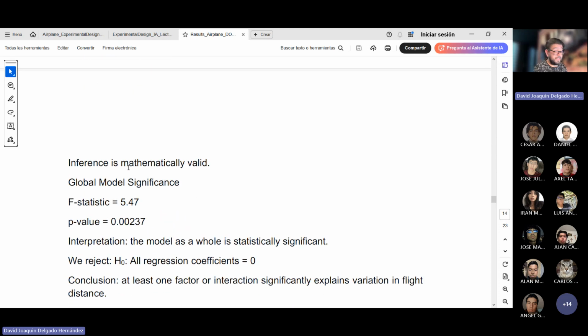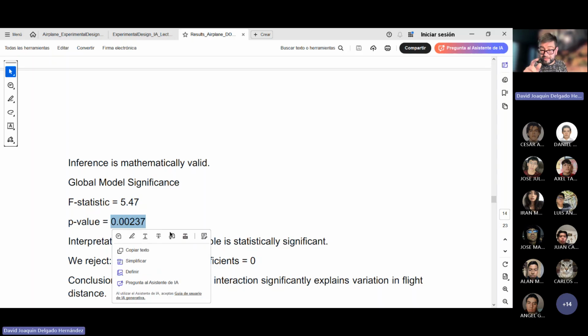So the inference is mathematically valid. You have a model with a good significance. You can see it here. It is lower than 0.05. That is the number that you should keep in mind always.